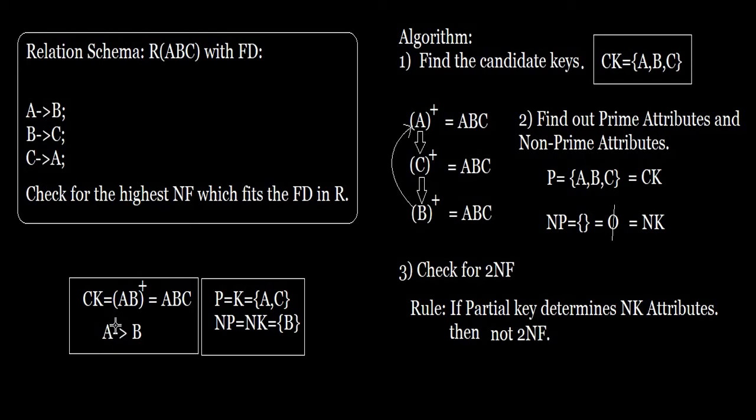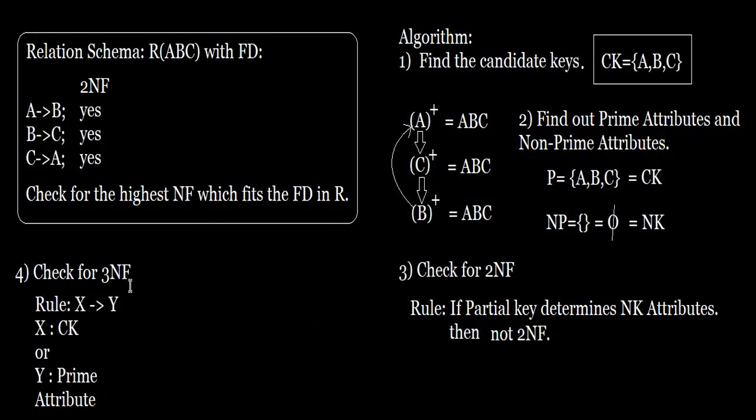If it would have been like AB, then it should be key attributes. But here it is a partial key because A is a part of this key and B is a non-key attribute. So if part of the key determines the non-key attribute, then it is not in 2NF. So in this case we check for A determines B. Here A is a complete key, so we can say that A determines B is in 2NF. Similarly B is a complete key, it is not a partial key, so it is also in 2NF. And if we're talking about C determines A, C is also a complete key, so all the three are in 2NF.